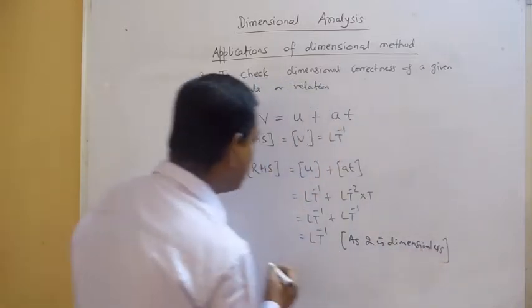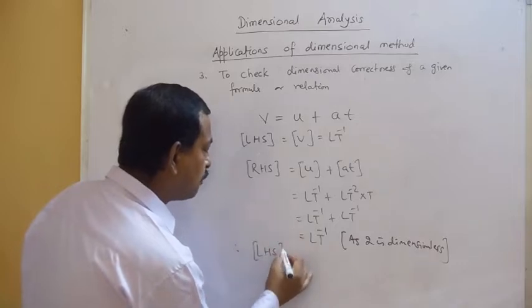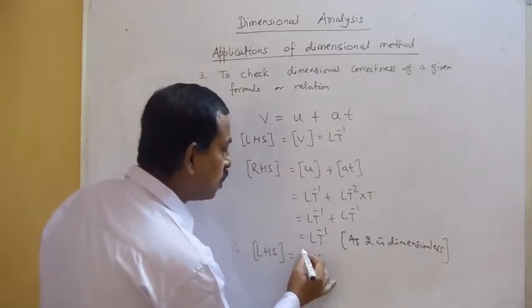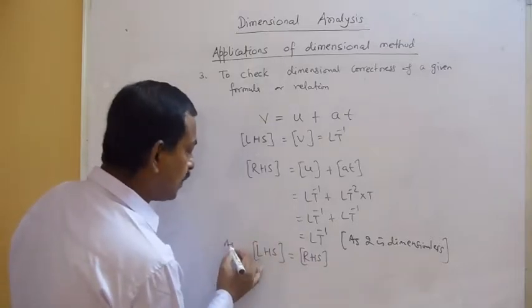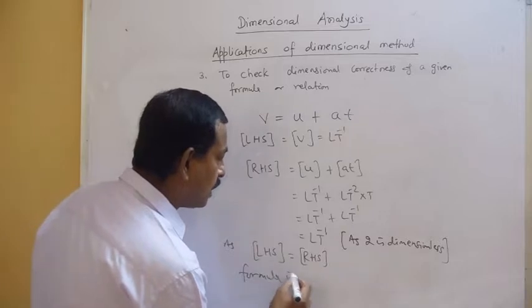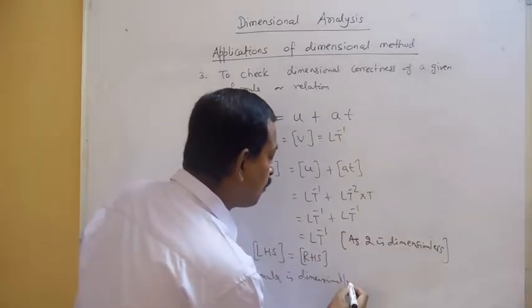So now you can see, as we have got the dimension of the left hand side same as the dimension of the right hand side, therefore the formula is dimensionally correct.